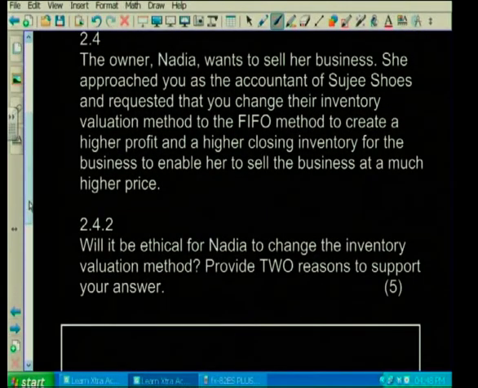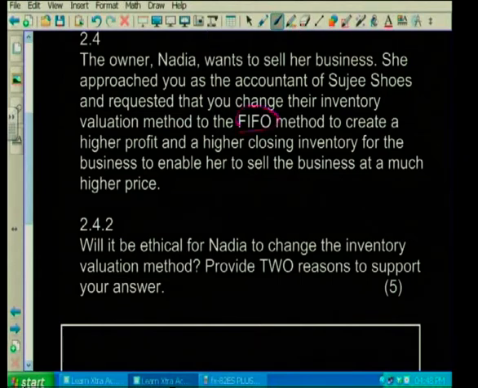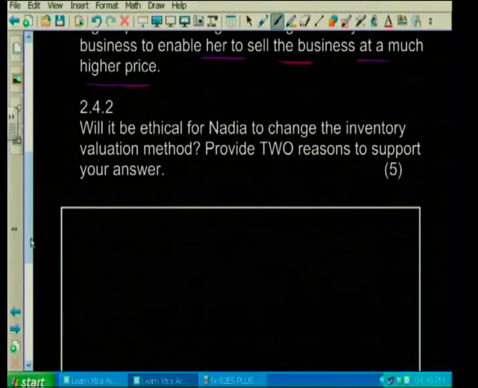The owner, Nadia, wants to sell her business. She approached you as the accountant of Suji Shoes and requested that you change their inventory valuation method to the FIFO method in order to create a higher profit and a higher closing inventory for the business to enable her to sell the business at a much higher price. Sounds fishy, but let's look at the question. Will it be ethical for Nadia to change the inventory valuation method? Provide two reasons to support your answer.